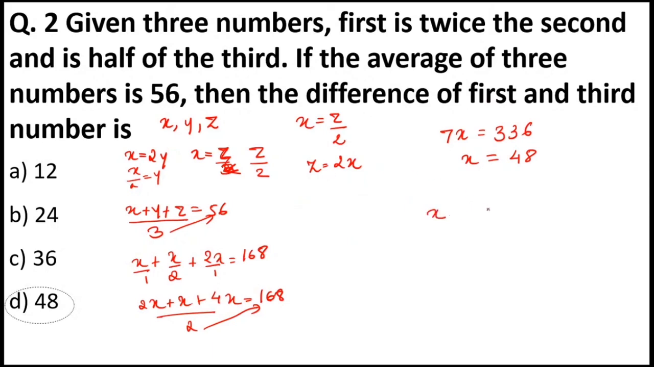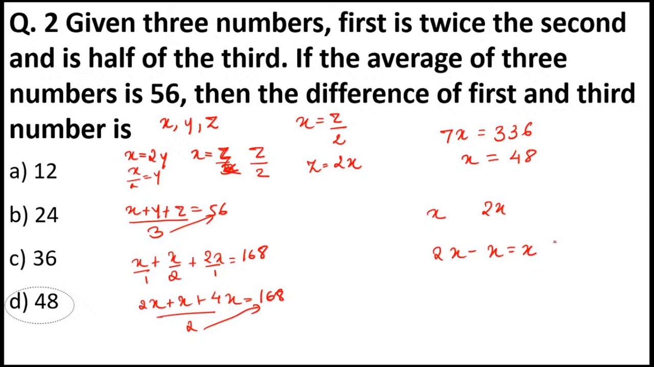The third number is 2x. So we'll subtract these two. 2x minus x is what? X. And what is the value of x? We just found out over here. The value of x is what? It's 48. Hence D is the right answer.